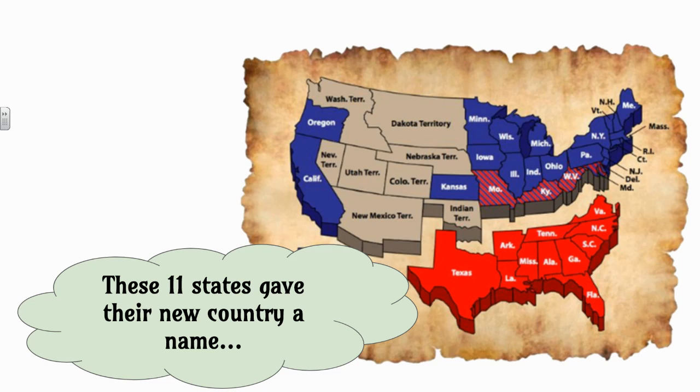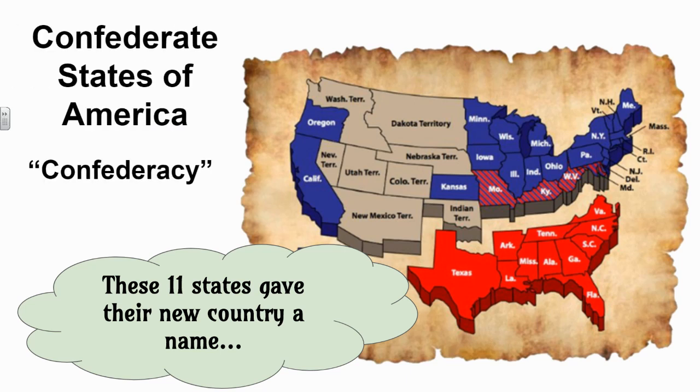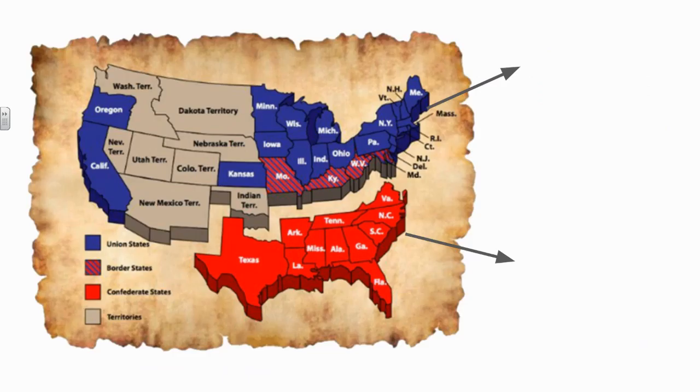So obviously, these 11 states needed to give their new country a name, and they chose to name their country the Confederate States of America. And if you look up the word Confederate, it really is just a synonym or another word for united, togetherness. And a nickname, the same way Union is a nickname for United States of America, the nickname for the Confederate States of America is sometimes the Confederacy. So these 11 states, the Confederate States of America, as they called themselves, wanted to become their own country.